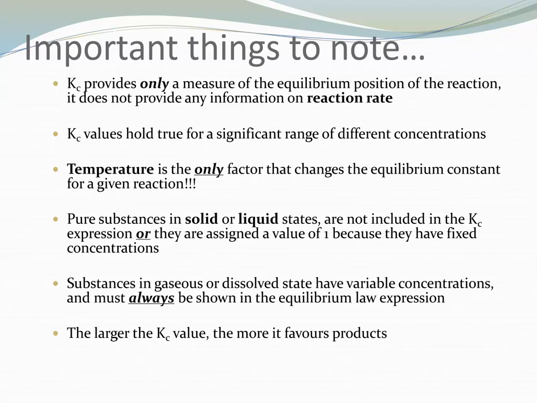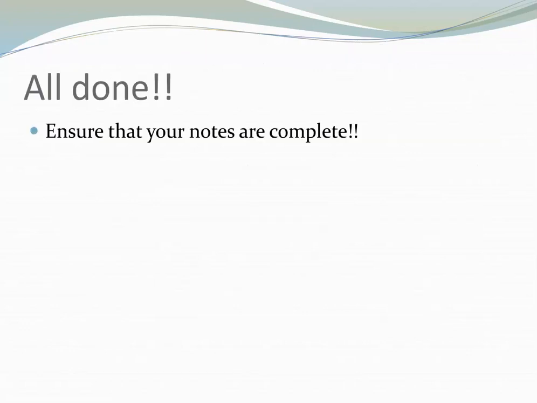Pure substances, solids and liquids, are not included in the equilibrium expression because they can't have a concentration. Gaseous and aqueous entities must be included in the equilibrium expression. The larger the value of the equilibrium constant, the more the products are favored. Now that you have finished this lesson, you should be able to write equilibrium expressions for any equilibrium reaction.